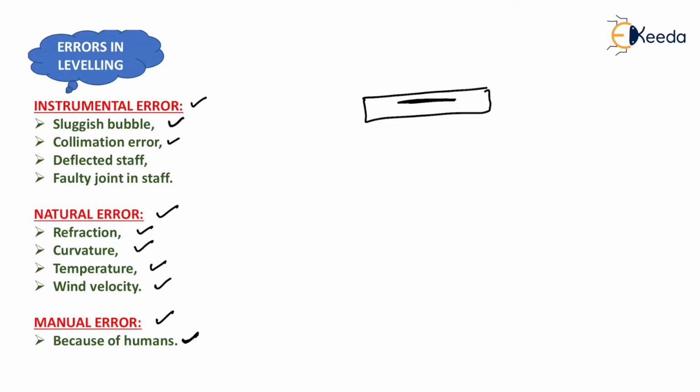Next one is collimation error. Next one is deflected staff. If the staff is deflected like this and we are taking the reading from the level, then the reading will not be correct because of the deflected staff. Next one is the faulty joint in staff. Now if the joint in the staff is faulty, then we don't get the correct reading from the staff, and that type of error comes under instrumental error. That is all about the errors in leveling.